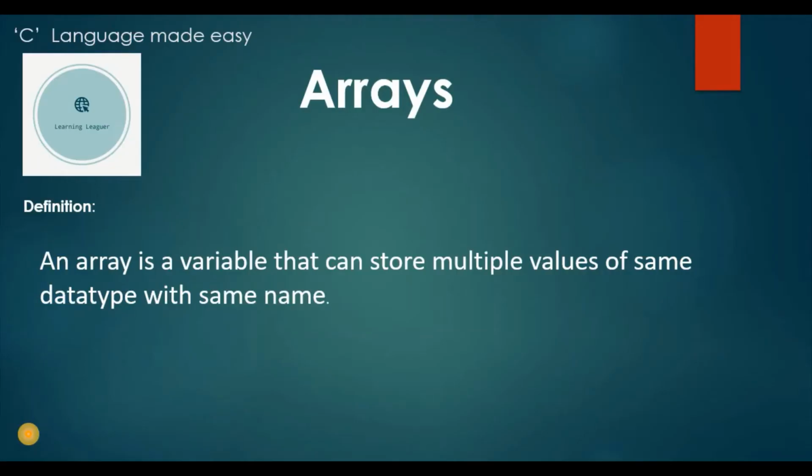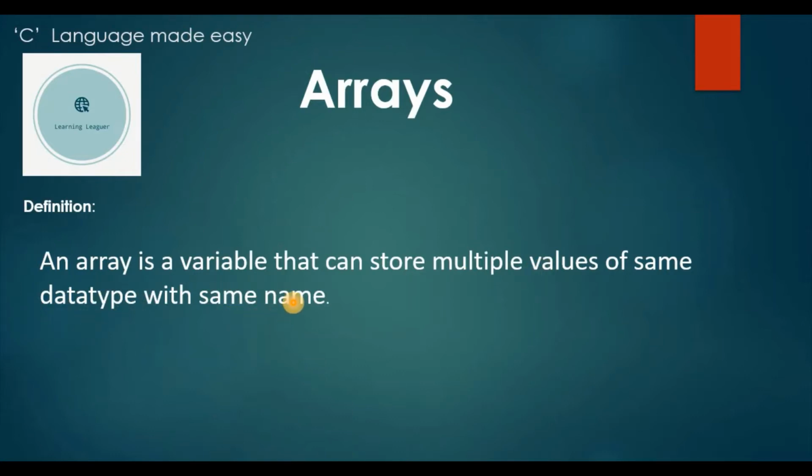Now let us see one of the important topics of C language called arrays. An array is a variable that can store multiple values of the same data type with the same name. So here you need to remember that an array is also a variable. In the upcoming slides, I will tell you the difference between a variable and an array. In this definition, remember: a variable, multiple values, same data type, same name.